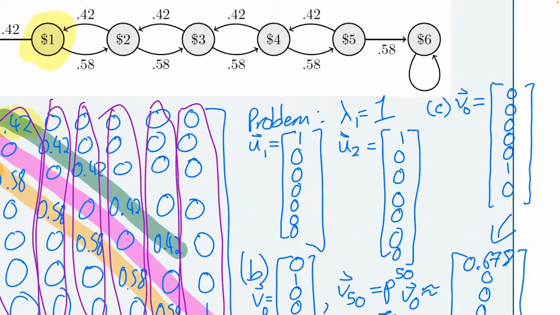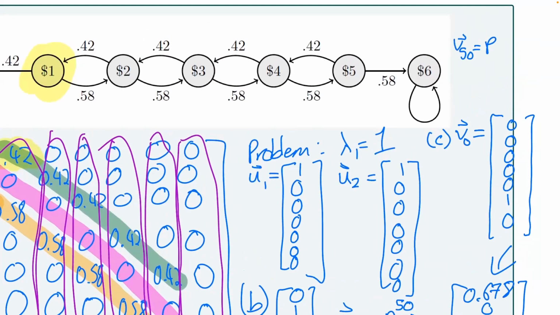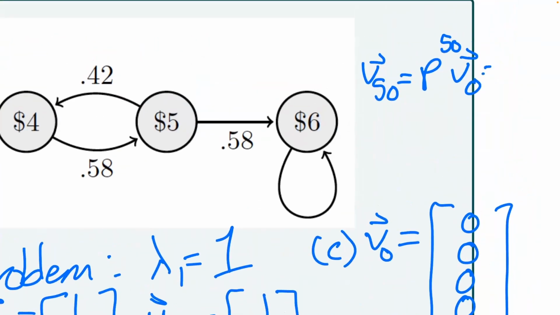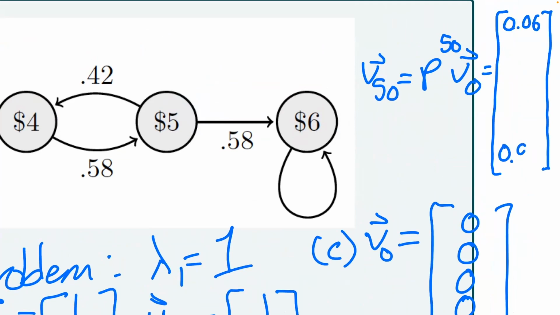I'm running out of space a little bit here. We can work out V50 again by taking this transition matrix to a large power and multiplying it by our initial probability distribution. Zoom in, so a bit more space. In this case, if we start with $5, you should end up with a chance of losing of something like 6%, and your chance of winning is 94%.